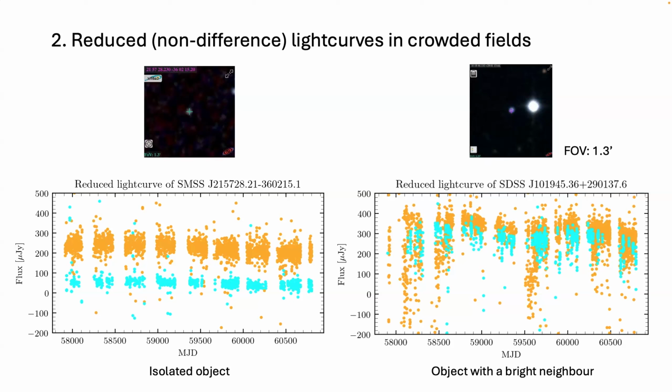On the left is J2157, a relatively isolated quasar, and on the right is another quasar, but with a bright neighbor near it. And I've also plotted the reduced light curves for the 2 objects, and you can see that with a bright neighbor, the reduced light curves look a lot noisier. So this is something to look out for. And in this case, I would definitely recommend using the difference light curves instead.